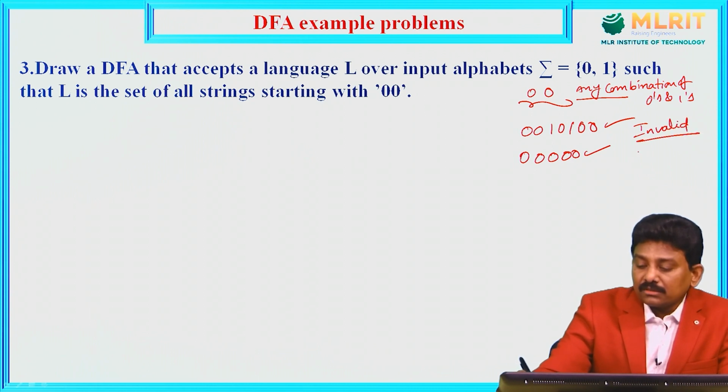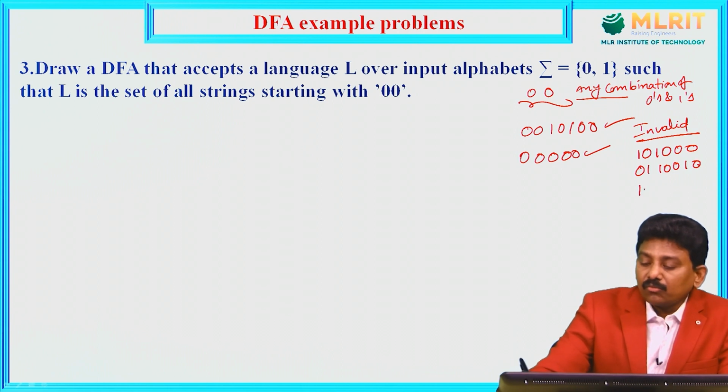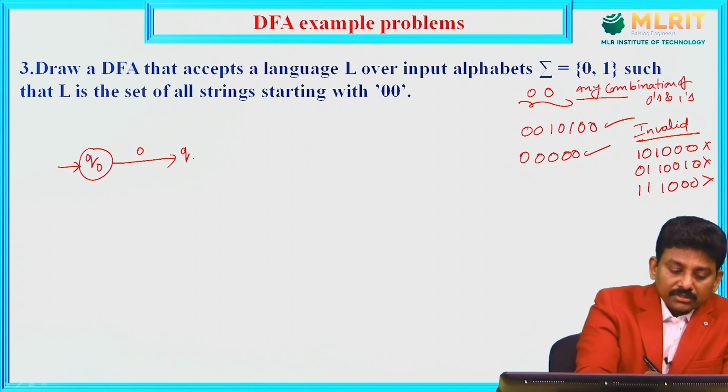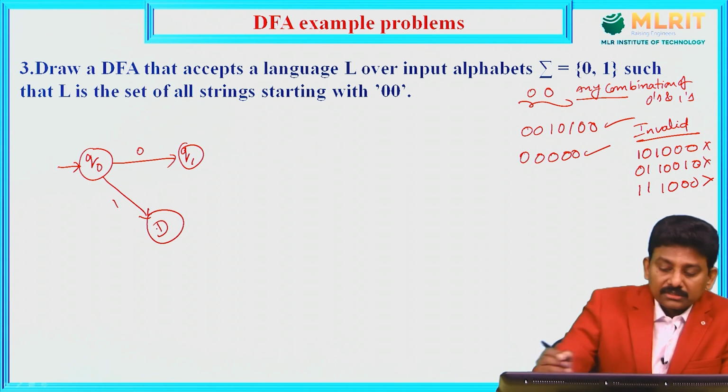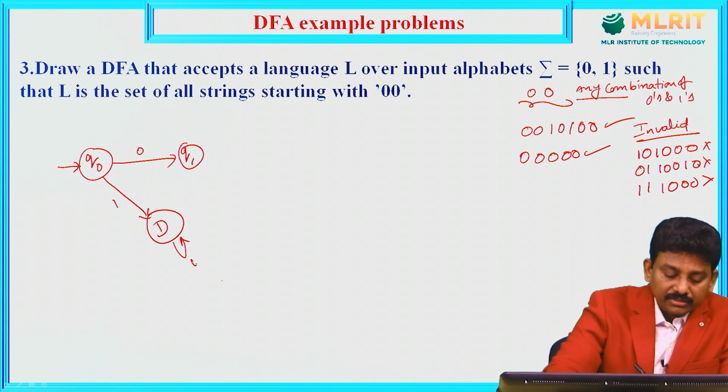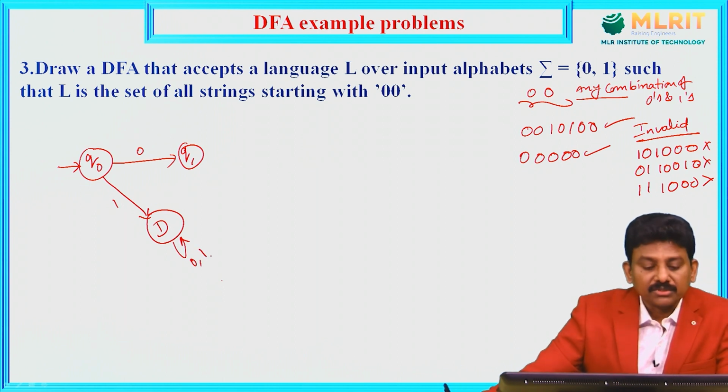Invalid are 1 0, 0 1, and 1 1. These are all invalid strings. The first symbol must be 0, and the second symbol must be 0. If the first symbol is 0, I can go to the next state. If the first symbol is 1, there itself we can decide that the string is invalid, so I can go to the dead state. Once you reach the dead state, for any symbol of zeros and ones, stay in the same state.